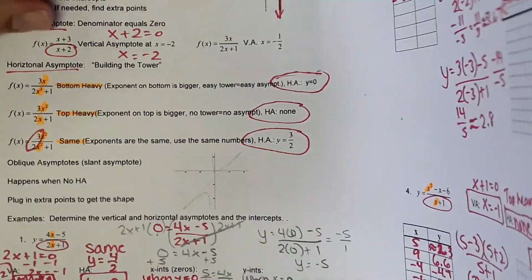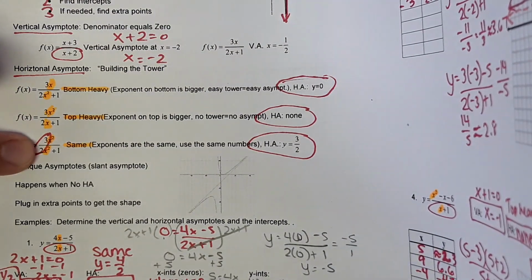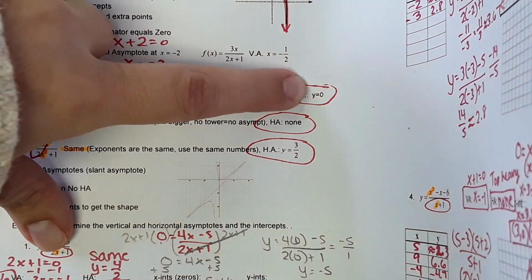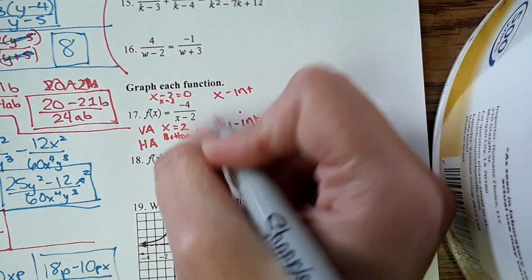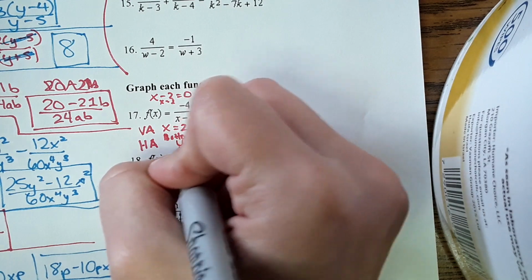According to our notes, and you could make a note of this on your practice test if you wanted to, if it's bottom heavy, then the horizontal asymptote is at y equals 0. So y equals 0.